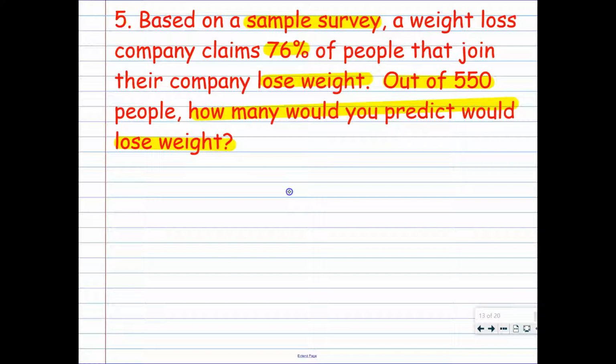All right, last one for our notes. So go ahead and hit pause, write down the number 5, and just write down the highlighted stuff to shorten it up. Okay, so let's get going on this one.